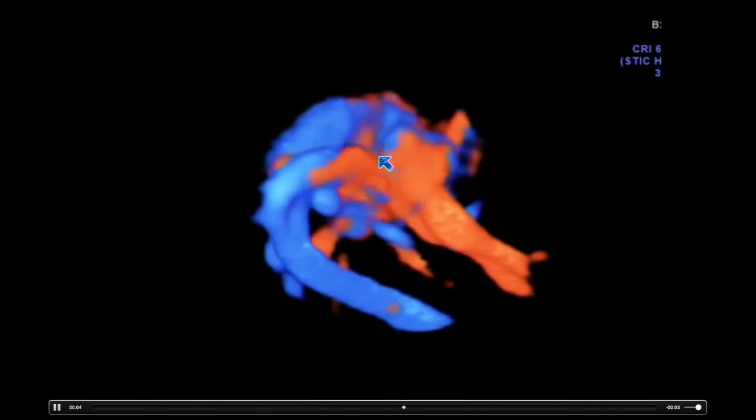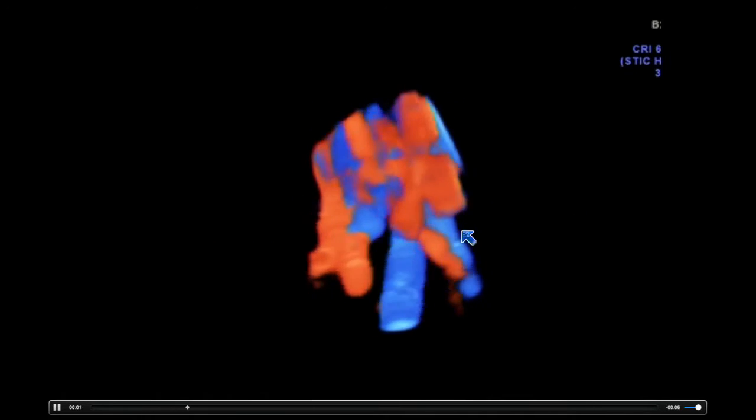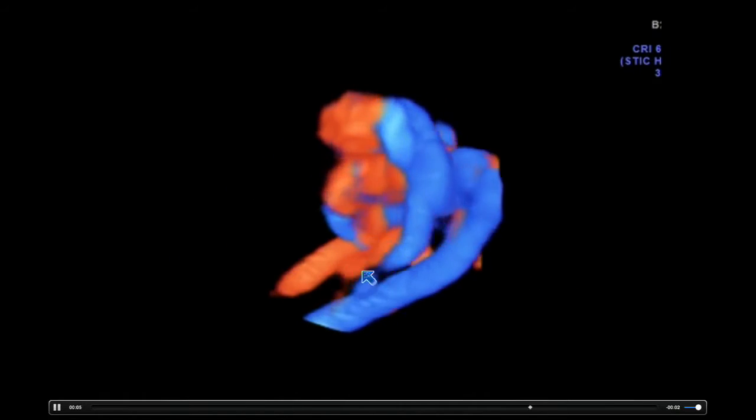Again, it's a 3D rendering that we're rotating where you can see the confluence of the ductal and aortic arches, and this little dude squiggling under here is your LPA.